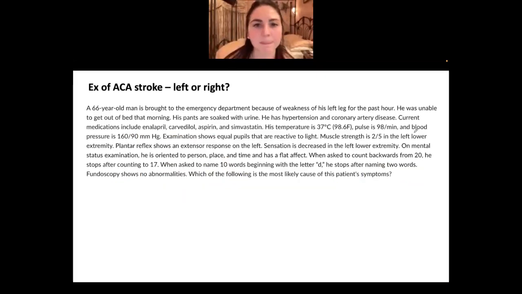Okay. So I have this. This is more so for you guys to do later. Go through it and be like, okay, this is how an ACA stroke will present. So I'm telling you, this is an ACA stroke. Now it's like, okay, is this a left side or a right side? Hopefully you can be like, okay, well, the weakness of the left leg, that's got to be a right side stroke. Then you keep going. So we have lower extremity weakness. He's got urinary incontinence, and so on.